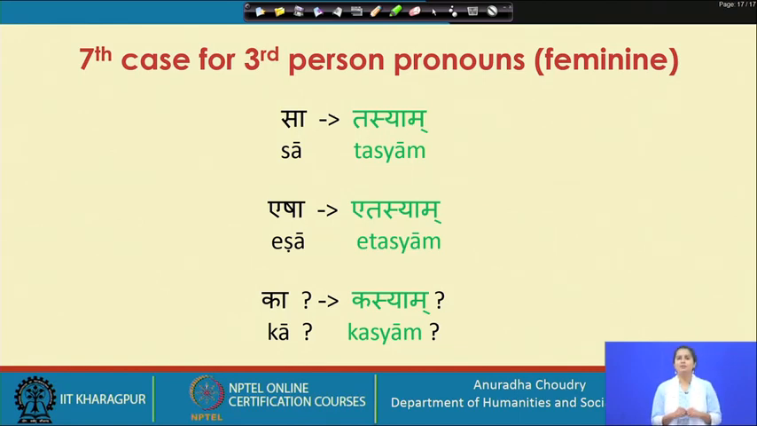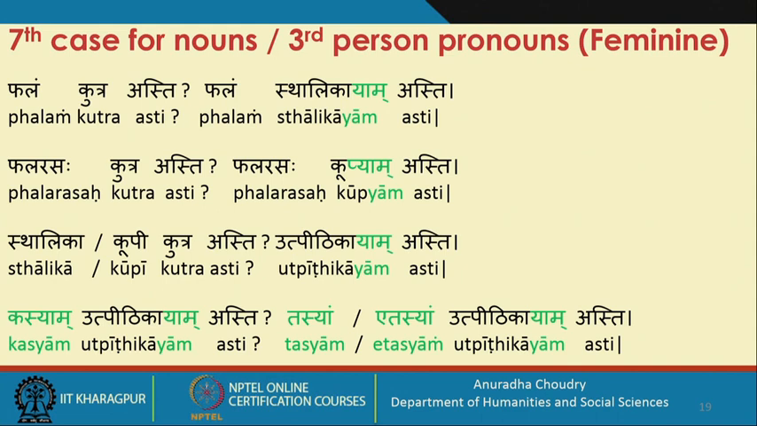So if you had to ask, in which box is the food? Kasyam petikayam bhojanam asti? And the answer would be, in that box. Tasyam petikayam bhojanam asti. So now we'll move on to the feminine cases, and there we have the case where you say phalam kutra asti, phalam sthalikayam asti.